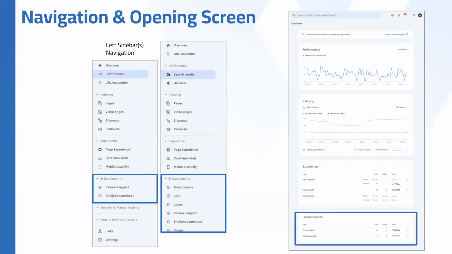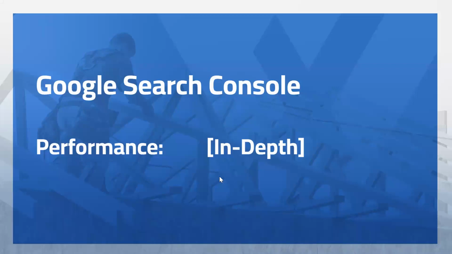Next section is the enhancement section. Again, this is about the enhancements that you're using on your site for things like schema tags or structured data. We're not going to go into it too much, again, because it's very technical, and also because every site is so different. Let's get to the main course, the performance section.